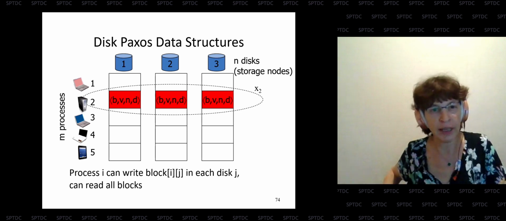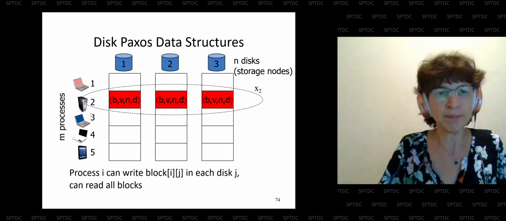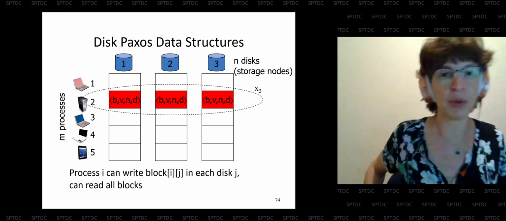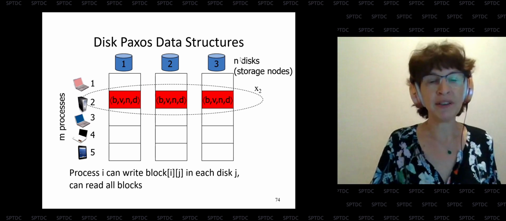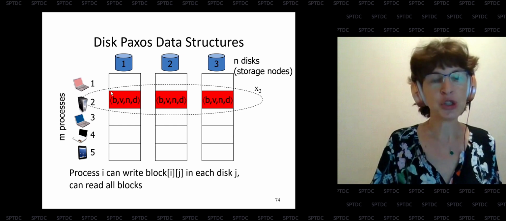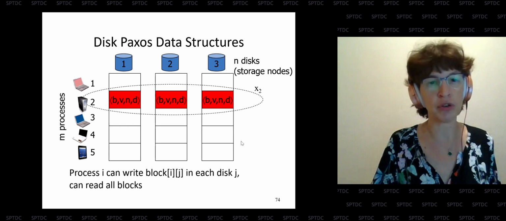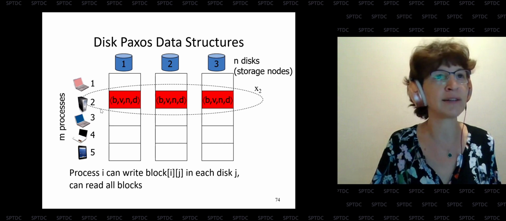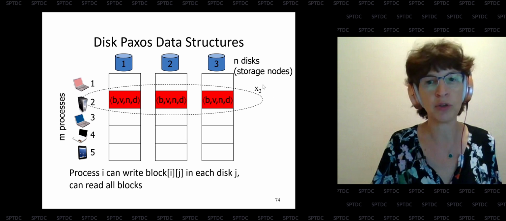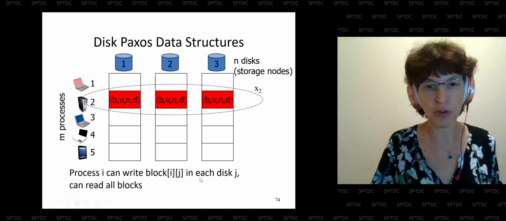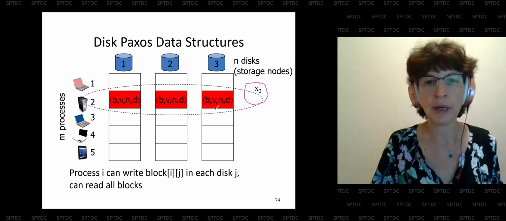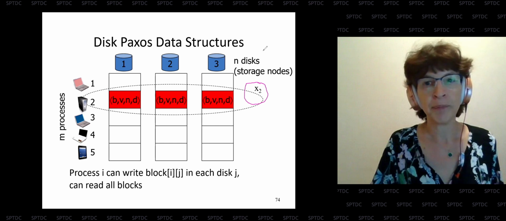Okay, so this is what it's going to look like. We have these M processes. We have kind of a matrix, right? And we have 3 disks or servers. And in each server, we have a copy of each of the processes' registers. So in this example, we see the registers belonging to process 2. That's what we call X subscript 2. I wrote this here. Actually, I don't know if you see this, but here, X subscript 2. That's what we're seeing here.